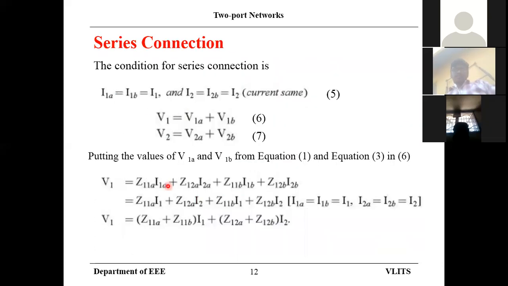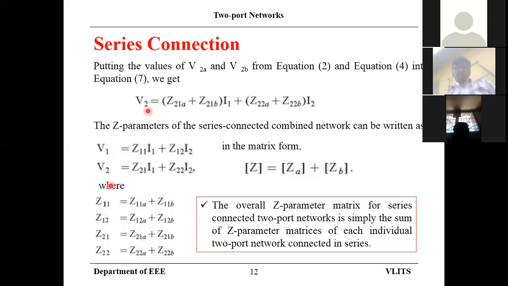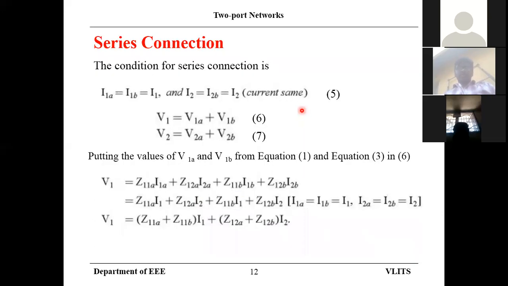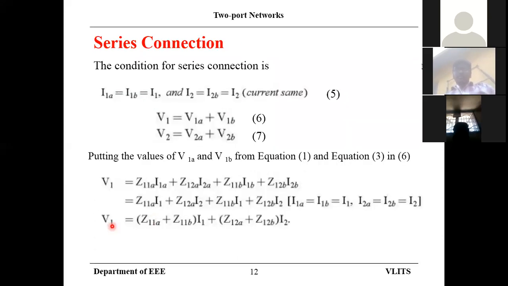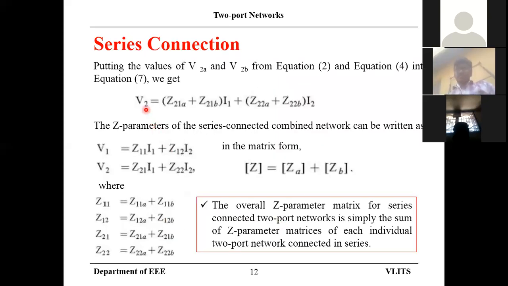After simplifying, you will get V2 is equal to (Z21A plus Z21B) into I1 plus (Z22A plus Z22B) into I2. If you observe these equations, this is the equation for V1 and this is the equation for V2. These are in the form of V1 equal to Z11 into I1 plus Z12 into I2, and similarly V2 equal to Z21 into I1 plus Z22 into I2.